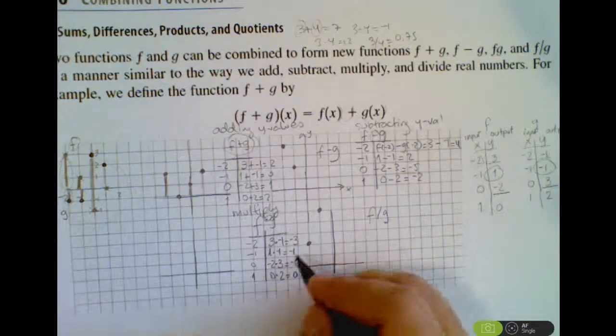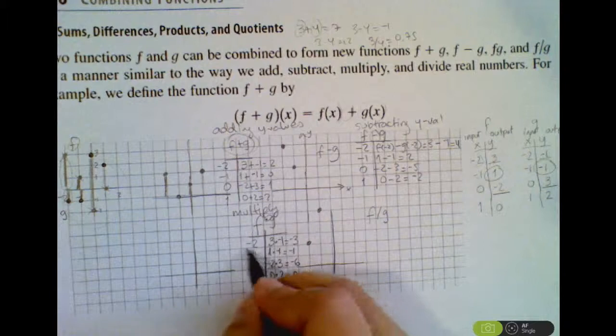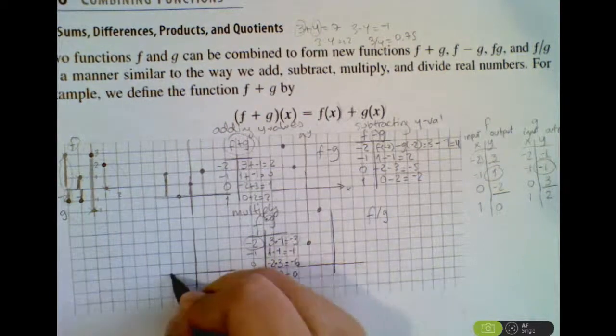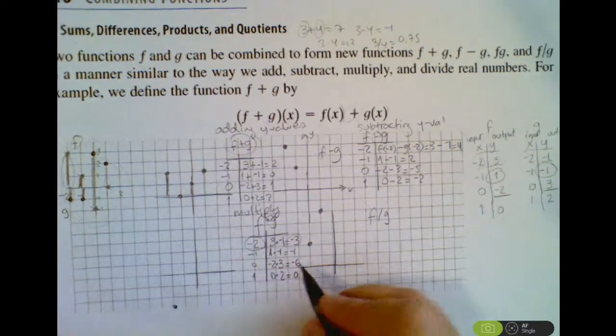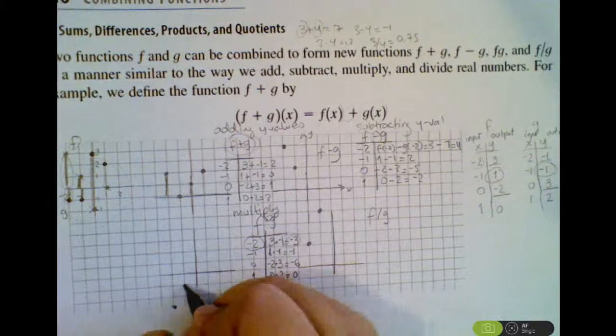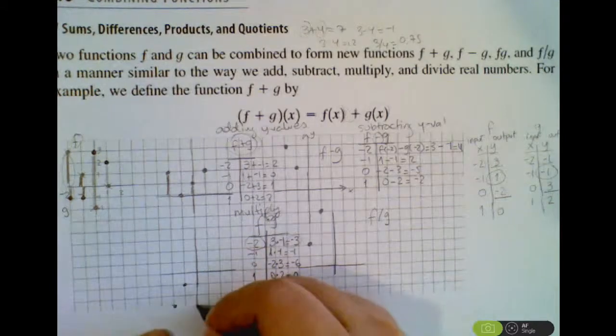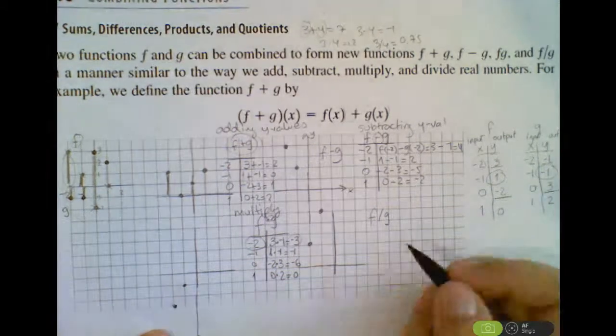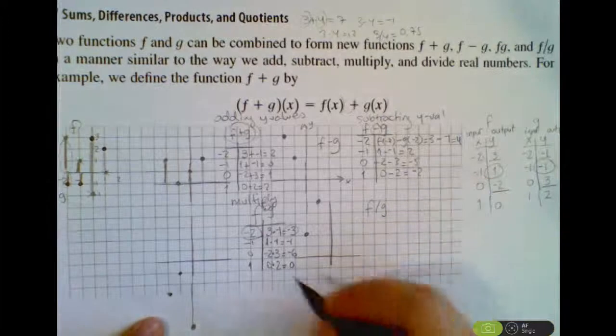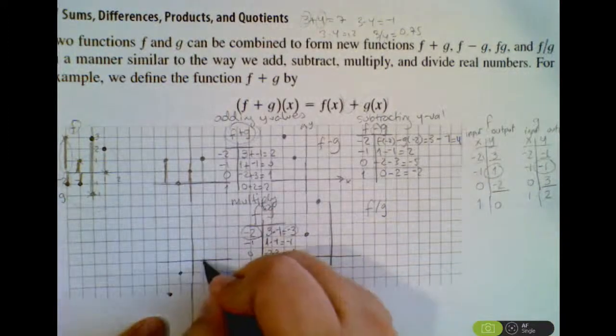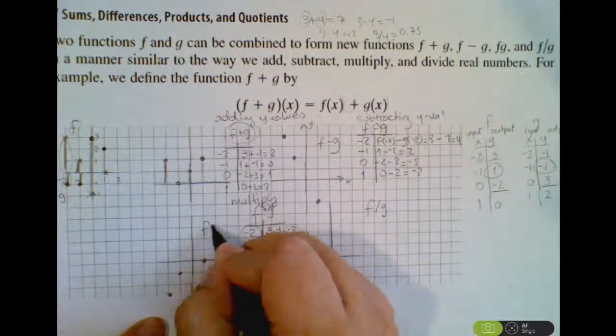So I can graph that again. Negative 2, negative 3 will be right here. Negative 1 will be right here. 0, negative 6 is off the graph, but that's okay. And 1, 0 is right here. So this is the graph of f times g.